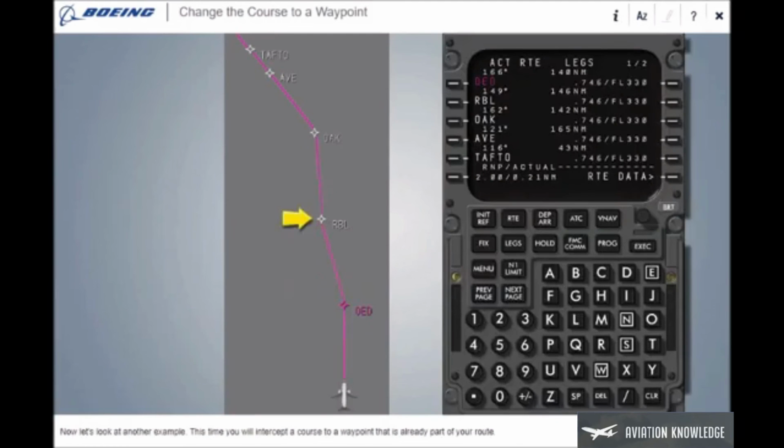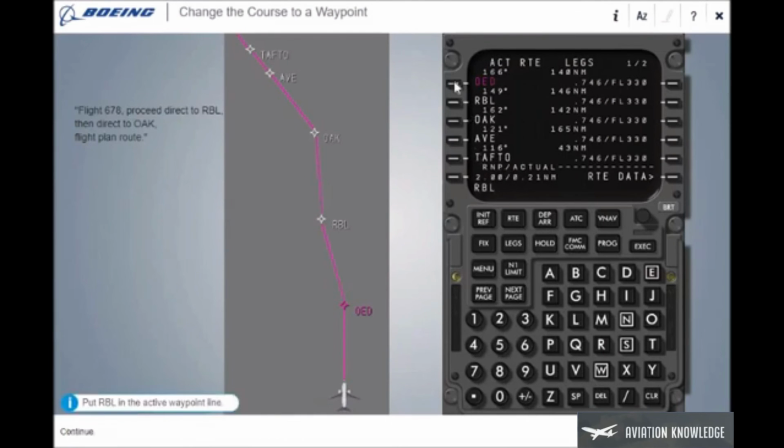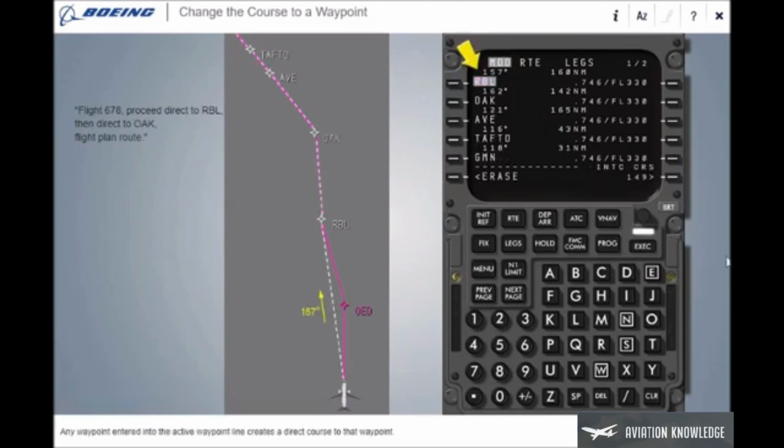Now let's look at another example. This time you will intercept a course to a waypoint that is already part of your route. Obey this clearance by moving Red Bluff into the active waypoint line. Any waypoint entered into the active waypoint line creates a direct course to that waypoint. This time the intercept course line is not empty. The FMC has preloaded a default course intercept.